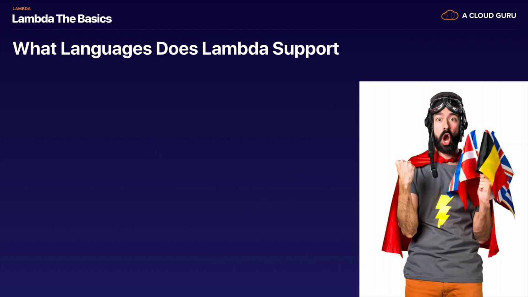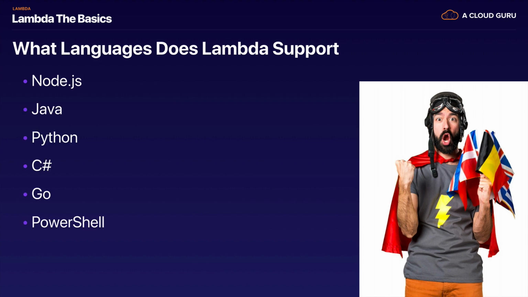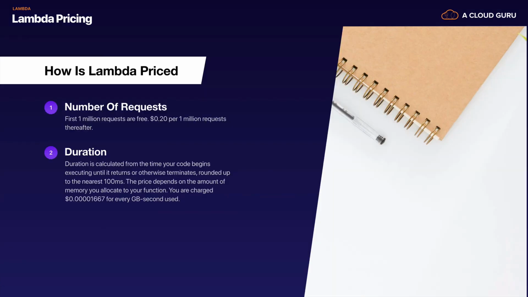So what languages does Lambda support? Well, it supports Node.js, Java, Python, C#, it supports Go, and it also supports PowerShell. And in terms of how Lambda is priced, it's priced on two different things. So it's priced on the number of requests. So the first 1 million requests are free, and then you only are paying 20 cents per 1 million requests thereafter.